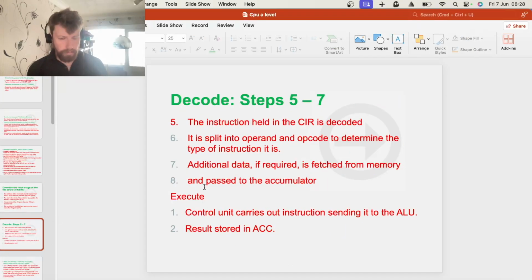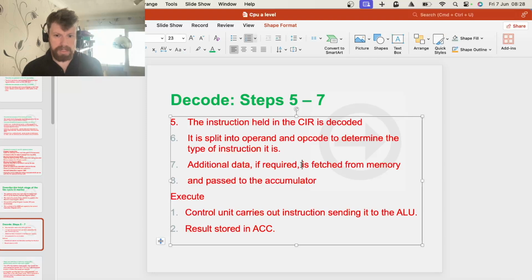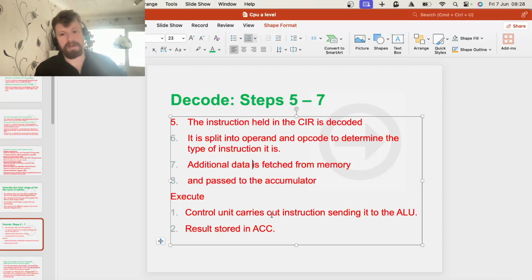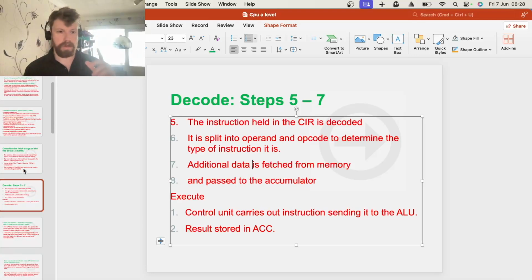Decode stage: the instruction held in the CIR is decoded. It's split into operand and opcode to determine the type of instruction. Additional data is fetched from memory. We'll get rid of the "if required", as I'm always trying to give you as little as possible to remember. It is passed to the accumulator. Execute: the control unit carries out the instruction, sending it to the ALU. Results are stored in the accumulator. ACC is just an acronym, and you can use the acronyms to describe them as well. So fetch, decode, execute. Know that off by heart.